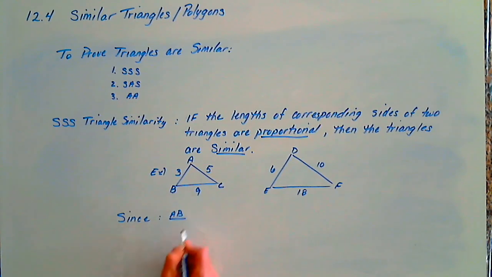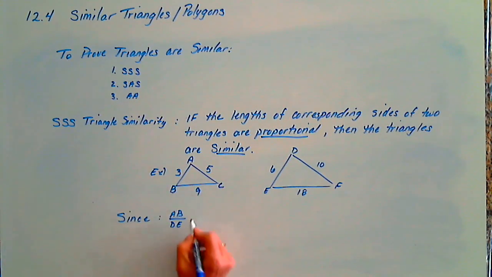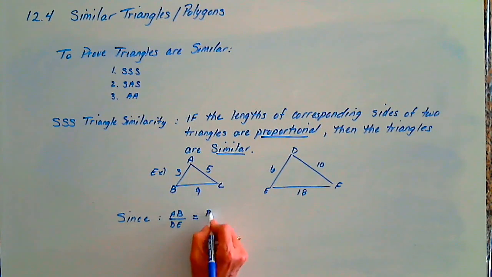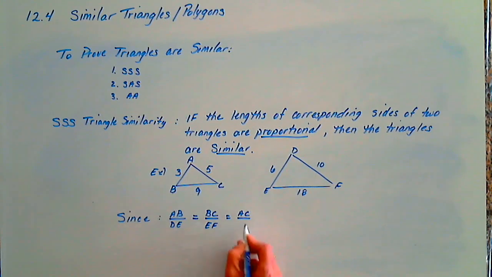Side AB is to DE, as they're sitting in corresponding location, as BC is to EF. We have to show all 3 sides, so we need to also list side AC would correspond to DF. And we need to double check to make sure all three ratios are the same.